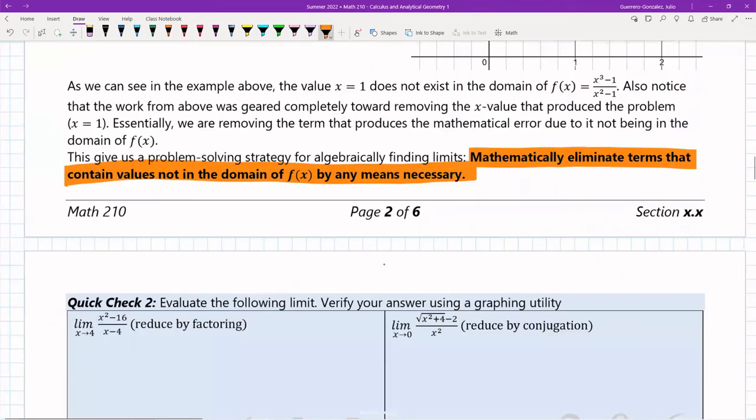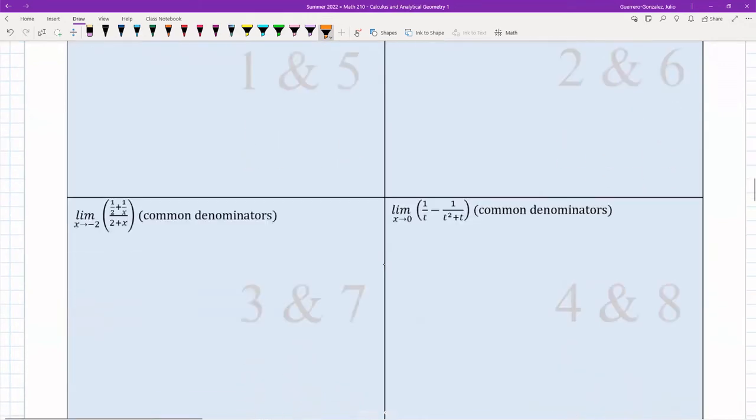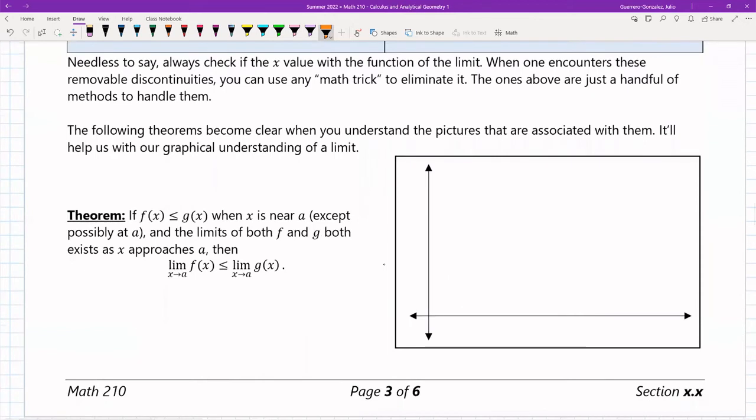So for the second quick check, there are a couple common ones here. This is going to require you to go back into your pre-calc notes and find out how to do these. Some of these just need, like it says right there, common denominators. Go back to your notes and look at how to do them. I'm giving you the hint of specifically how to do these. Let's go ahead and move on.